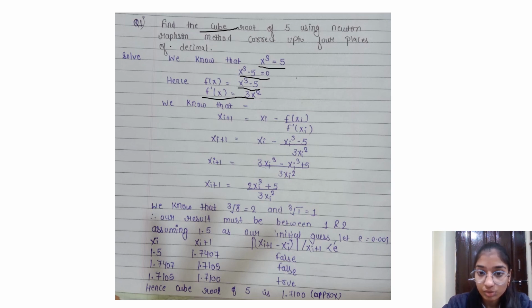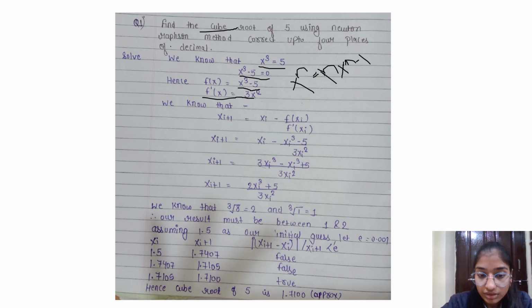We know that the formula for the differentiation of x to the power n is n multiplied by x to the power n minus 1. So we differentiate with this formula, and we get the result as 3x squared. The differentiation of 5 is 0, as 5 is a constant. So we get f dash x equals 3x squared.